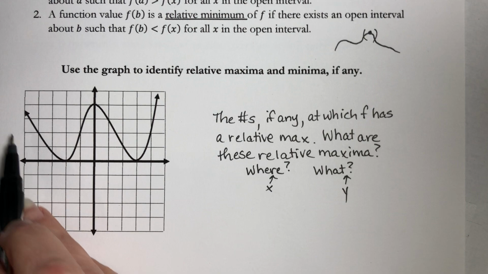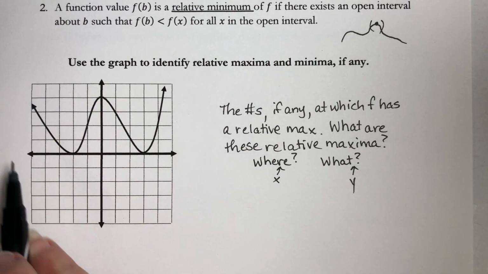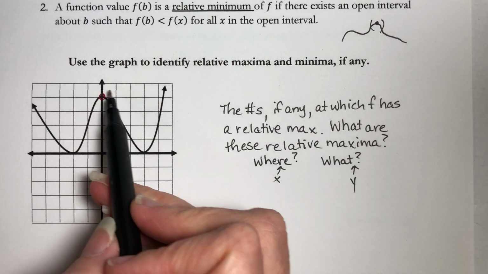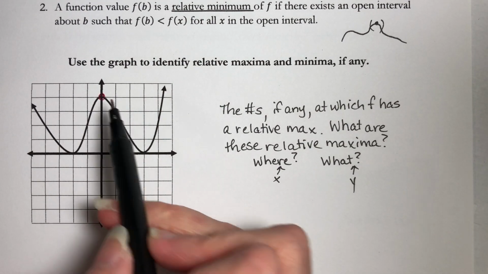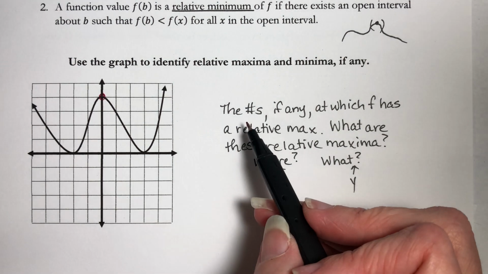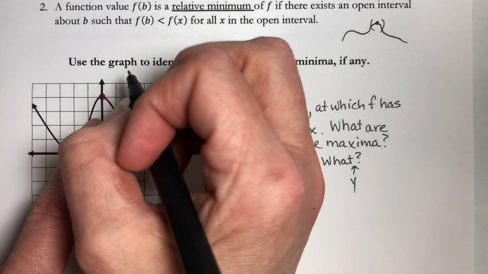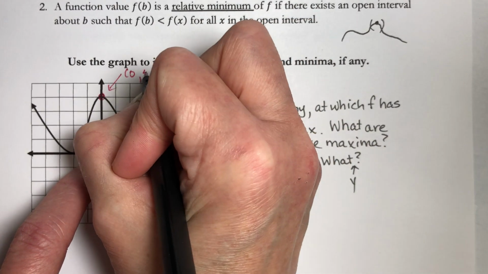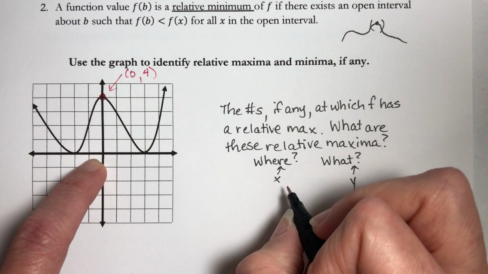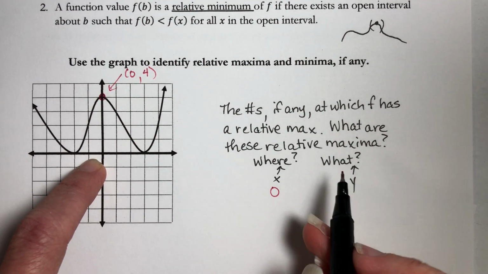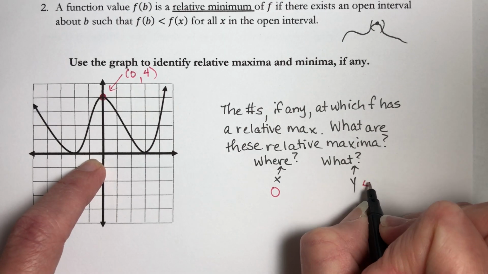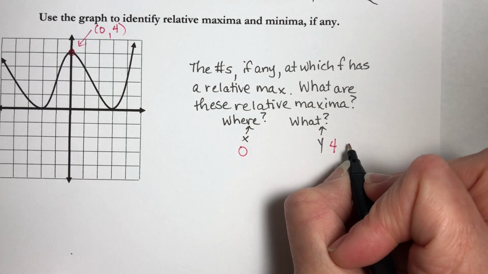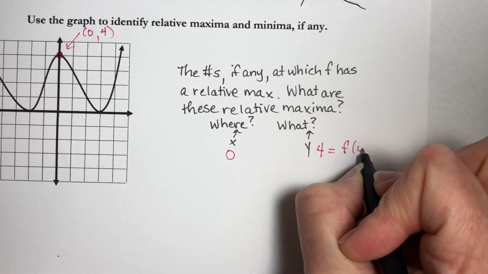Okay, so let's just look at this. This goes up forever, this goes up forever, but right here, that point is higher than everything else in its area. This is a relative maximum. So where does this happen? This is your x value. This point right here is the point (0, 4). So where does this happen? At 0. What is the maximum value? 4. Or you can think of this as f of 0.